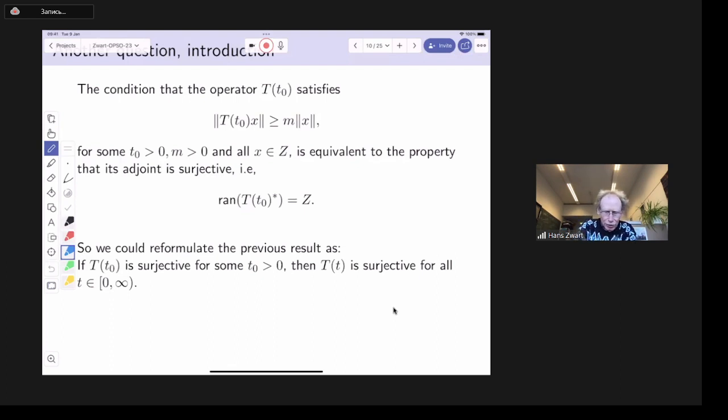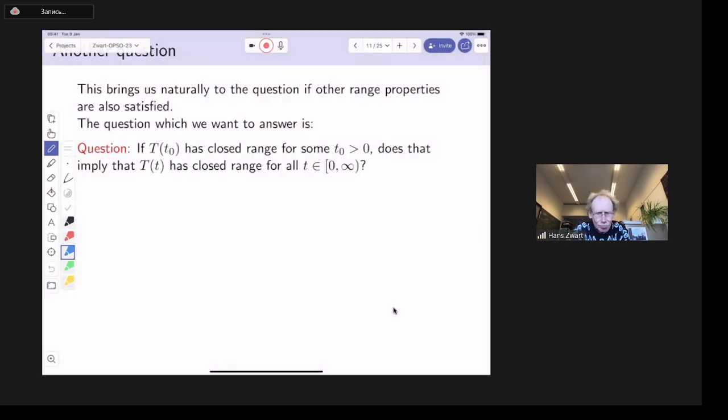So basically, is there another property such that if I have it for some, I have it for all? And I was thinking, okay, this is the whole range. So for the whole, if the semigroup is surjective, then it's true. So I asked myself the question: if the semigroup has closed range for one time instant, does that imply that the semigroup has closed range for all time instances? So that is what I asked myself.